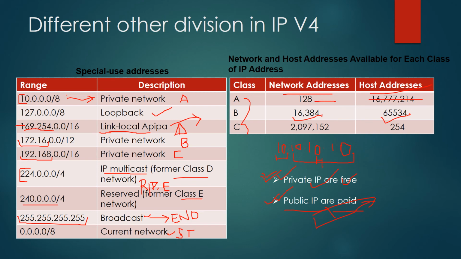But in class C it is quite the reverse. We have this many network addresses, many subnets, and in each subnet you are going to have 254 IP addresses, plus one network address and another broadcast address, to total 256, from 0 to 255, you can say.